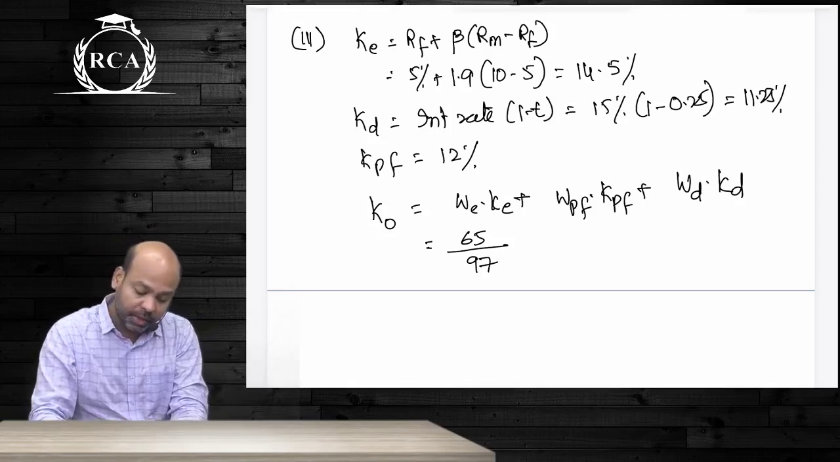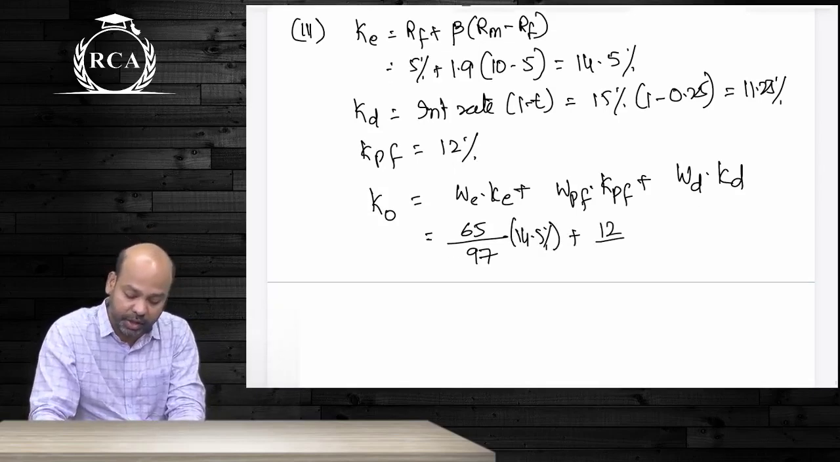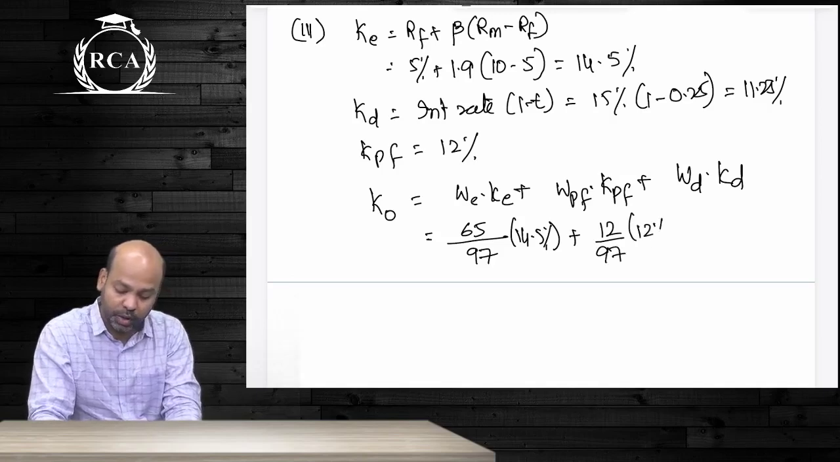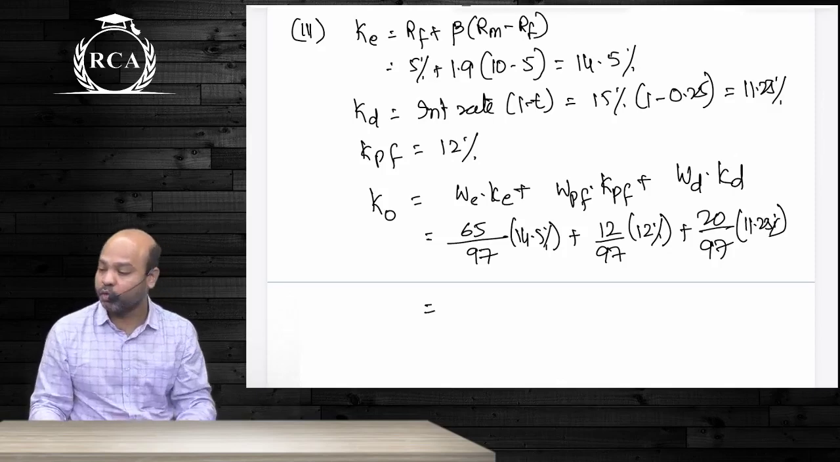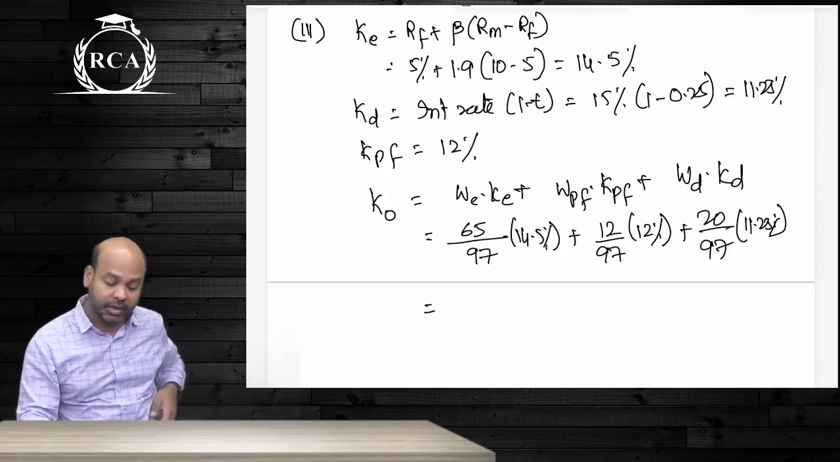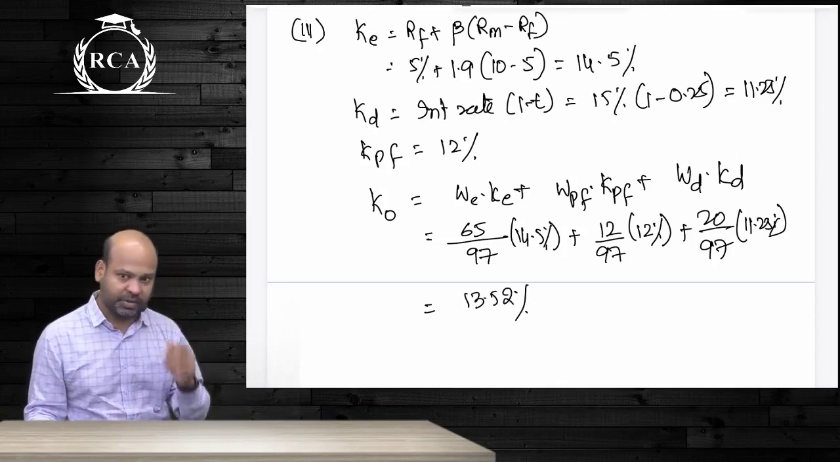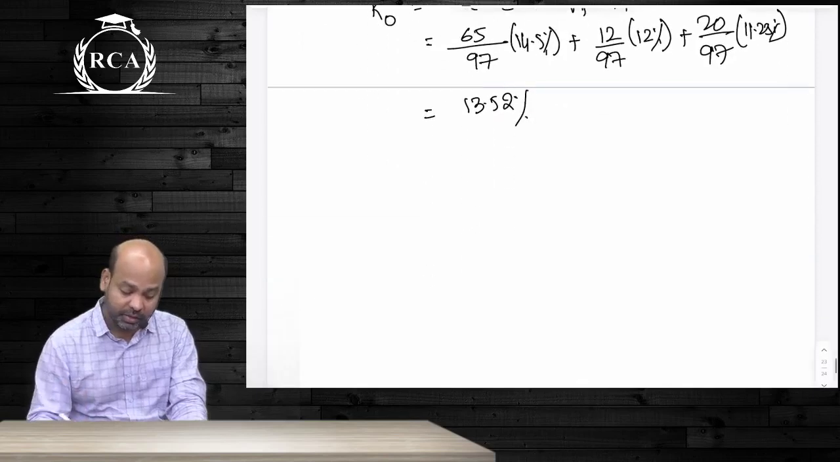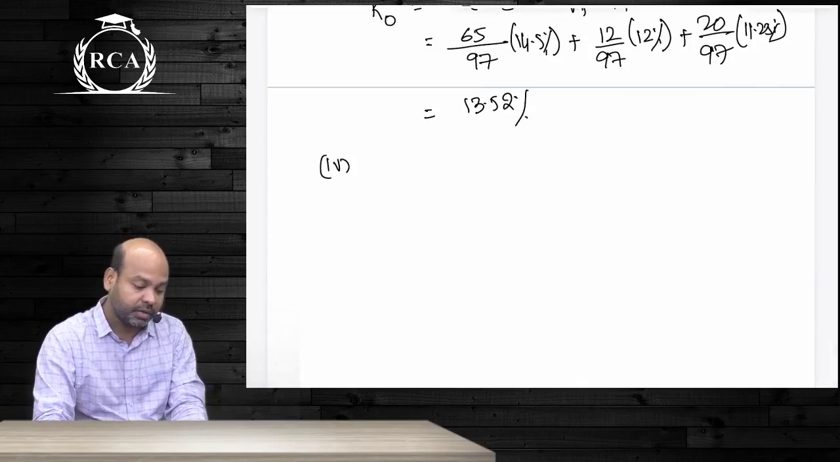So this multiplied by 14.5%, and after that we have weight of preference share capital, which is 12 divided by 97 into 12%, and then we have weight of debt, which is 20 divided by 97 into 11.25%. All of this will give us our overall cost of capital for the entity. How much is that? 13.5206% or 13.52%.